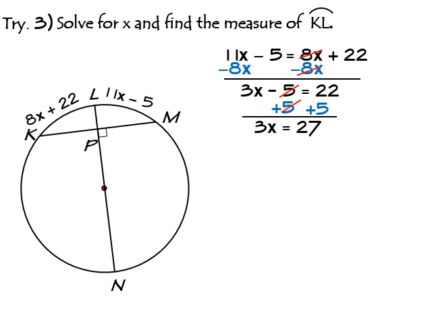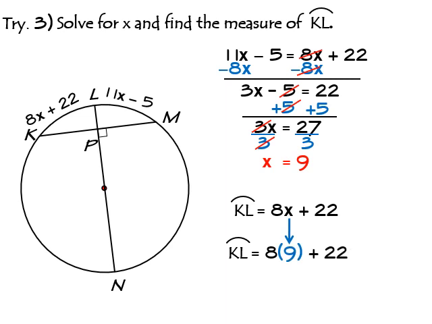Now we got to get rid of 3. So we're going to divide by 3 on both sides. Cancel that out. And x equals 27 divided by 3, which is 9. So x equals 9. And we still have to find the measure of KL. If you take a look, KL is equal to 8x plus 22. So let's substitute. KL is equal to 8 times 9 plus 22. 8 times 9 is 72. 72 plus 22 is 94 degrees. And there you go.